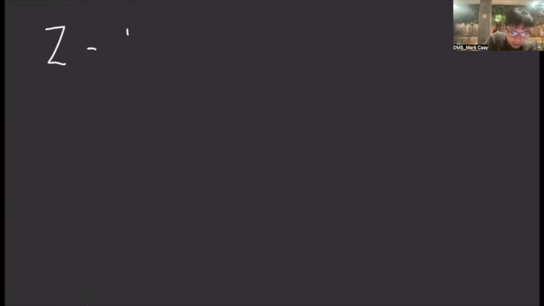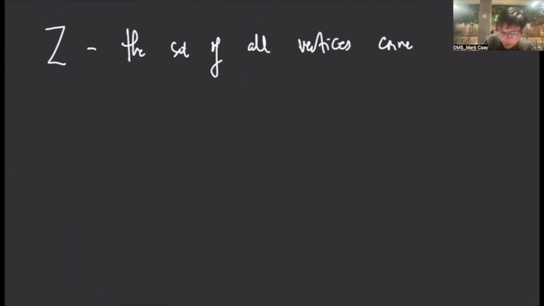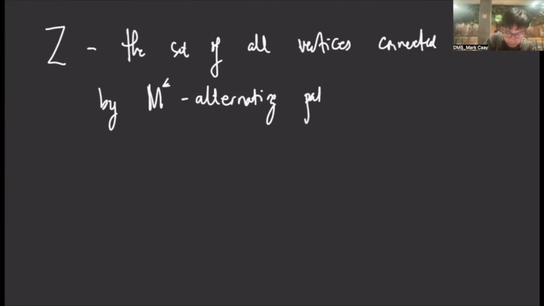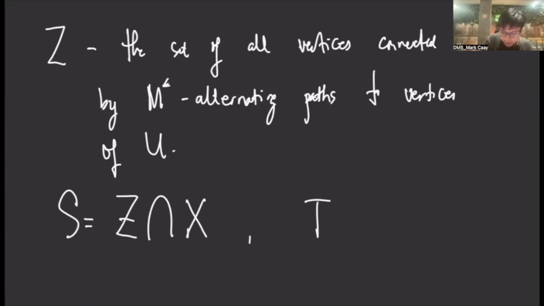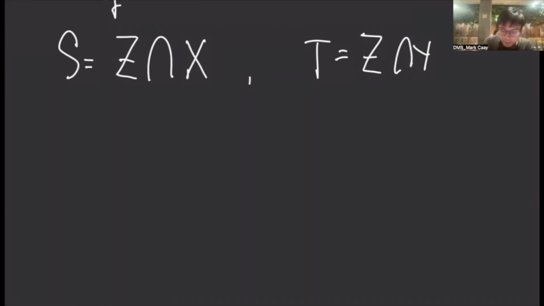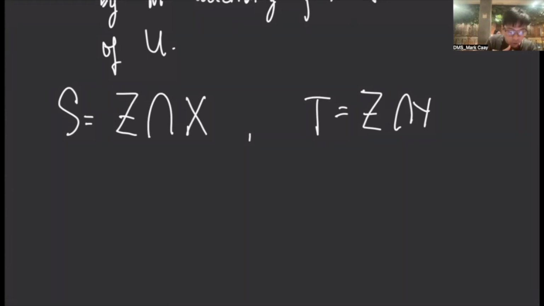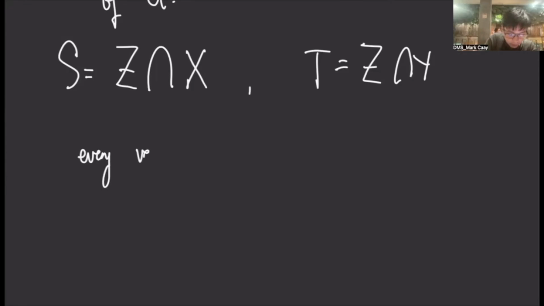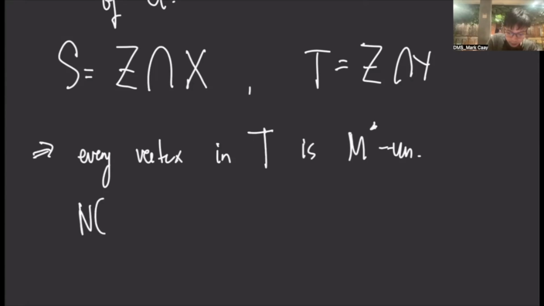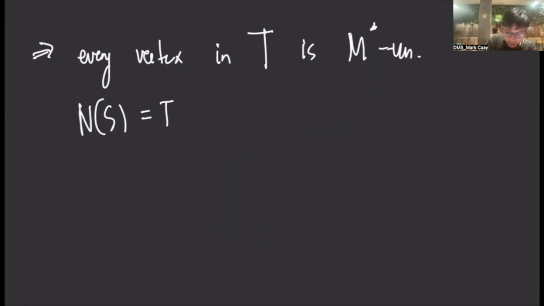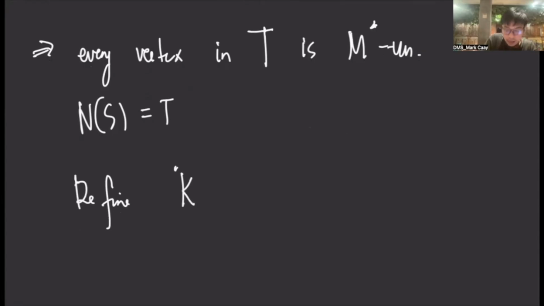And we also denote Z, the set of all vertices connected by M star alternating paths to vertices of U. So in this case, we set S to be Z intersection X and our T here to be Z intersection Y. We showed this in the previous theorem, in the previous video, that if this is the outcome, it means every vertex in T is M star unsaturated, and N of S is equal to T. And so, in this case, we define K tilde to be the set of X minus S union the T.